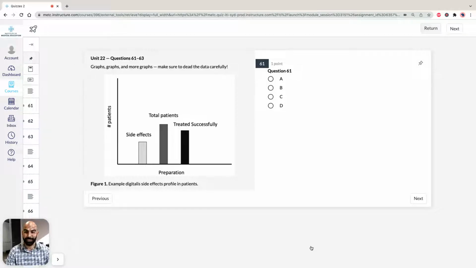Hi, I'm Hassan, the lecturer here at the Institute of Medical Education, and today we're going to take a look at solutions to Section 3 of ACER's GAMSAT Pink Booklet, Practice Test 3, specifically Unit 22, Questions 61 to 63.